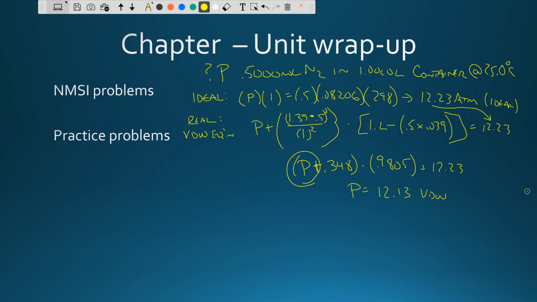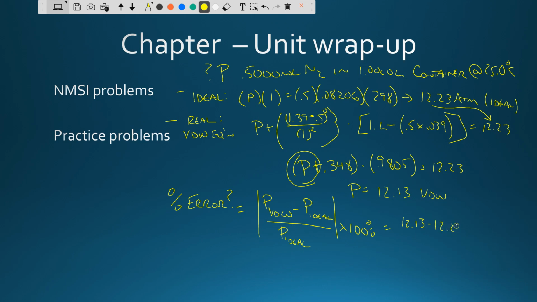Notice that my ideal was a little bit different. So the question is, how much is my percent error between my ideal and my real? If I'm going to solve for my percent error, I take the pressure of my van der Waals and the pressure of my ideal, take the absolute value of that, and divide it by my ideal times 100%. So that will give me 12.13 minus 12.23 divided by my 12.23 times 100%. That will give me a 0.82% error.